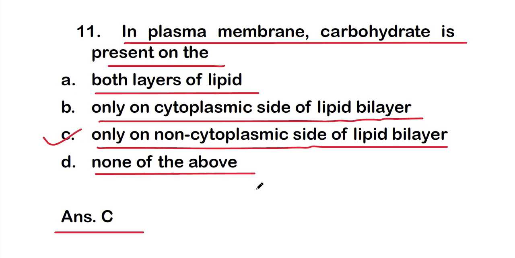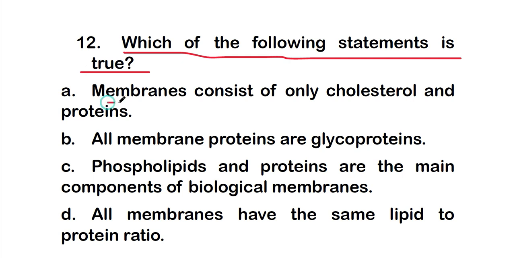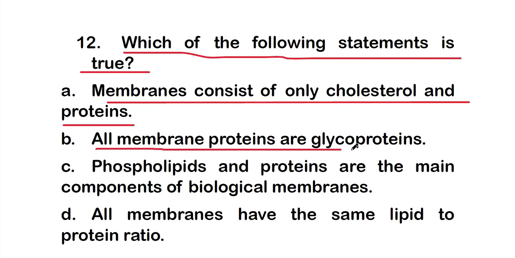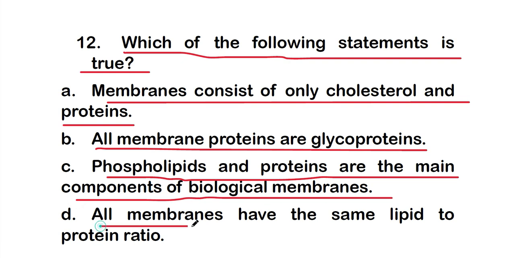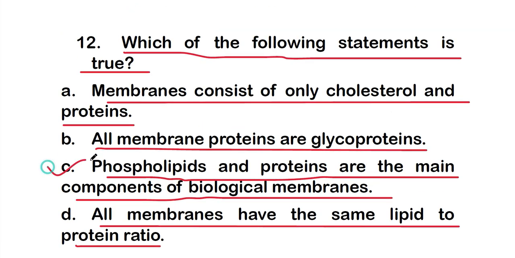So let's move on to the next question, question number 12. Which of the following statements is true? The options are: option A, membrane consists of only cholesterol and proteins; option B, all membrane proteins are glycoproteins; option C, phospholipids and proteins are the main components of biological membranes; or option D, all membranes have the same lipid to protein ratio. And the right answer is option C, that is, phospholipids and proteins are the main components of biological membranes. So this is the only true statement among all these statements.